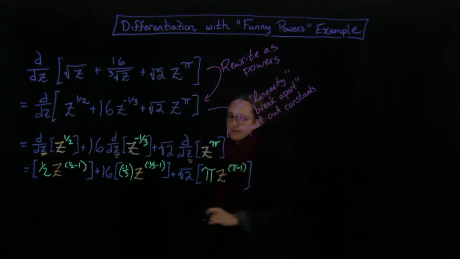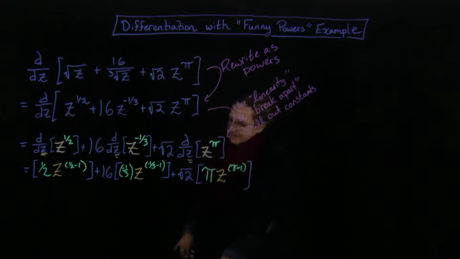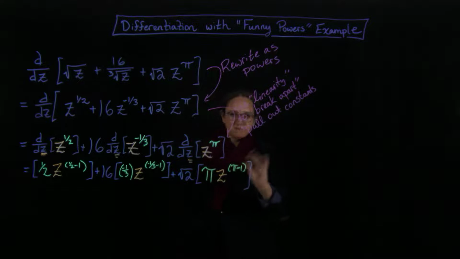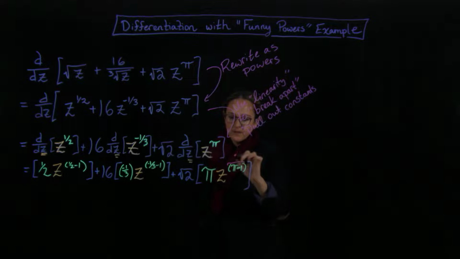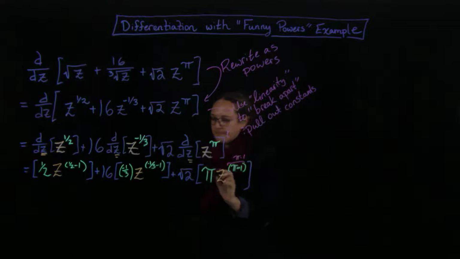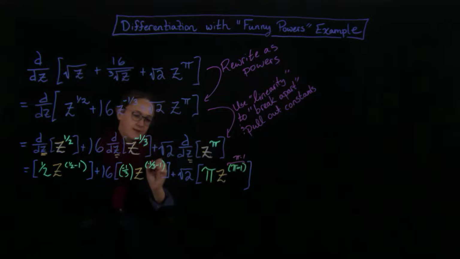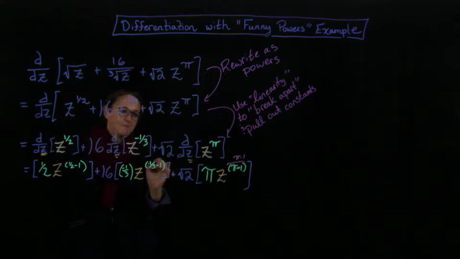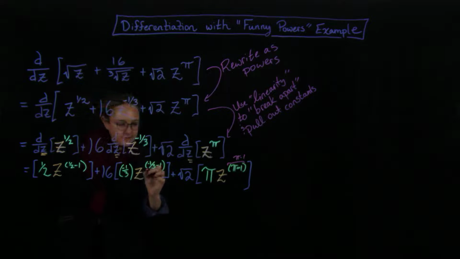Okay, so now let's just go through these and compute. So pi minus 1, that's just pi minus 1. I'm not going to be able to simplify that. This one here, what do I get if I take minus 1/3 minus 1? So let's look at this one for a second.